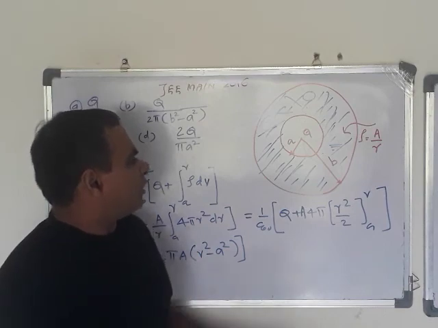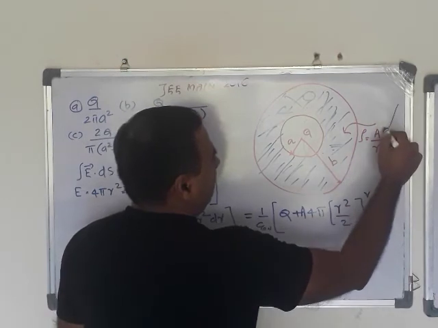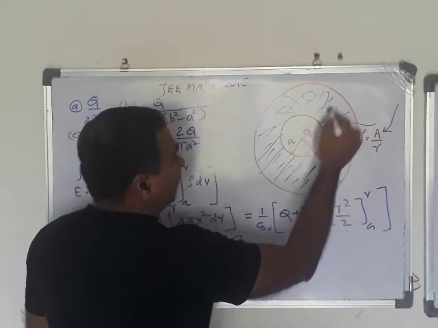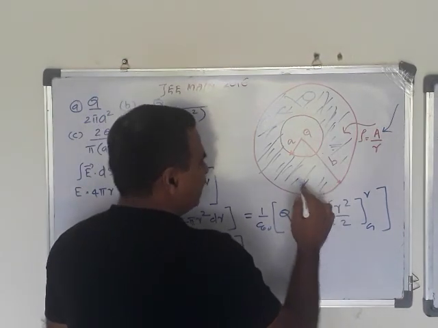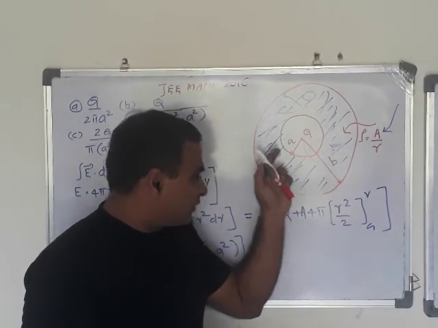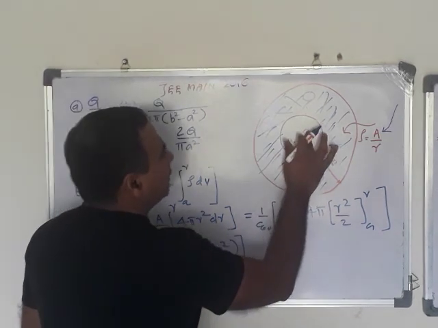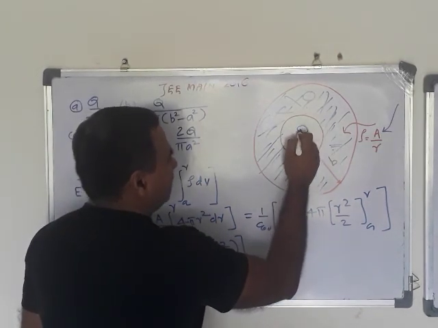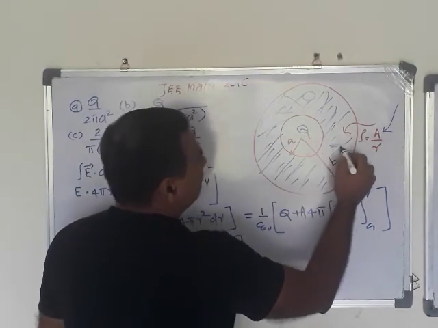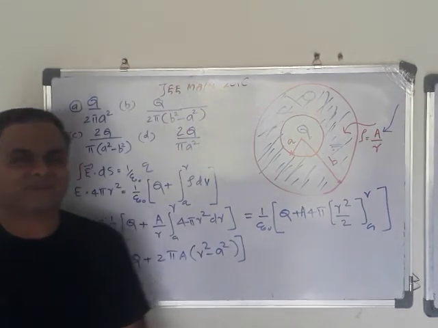Then they are asking what should be the value of A for the electric field in this region. For the electric field to be constant between these two concentric spheres, if it is constant, what is the value of capital A? This is the question. And capital Q is the charge at the center. They kept a charge Q at the center. Apart from that, this area is having a volume charge density capital A by small r.